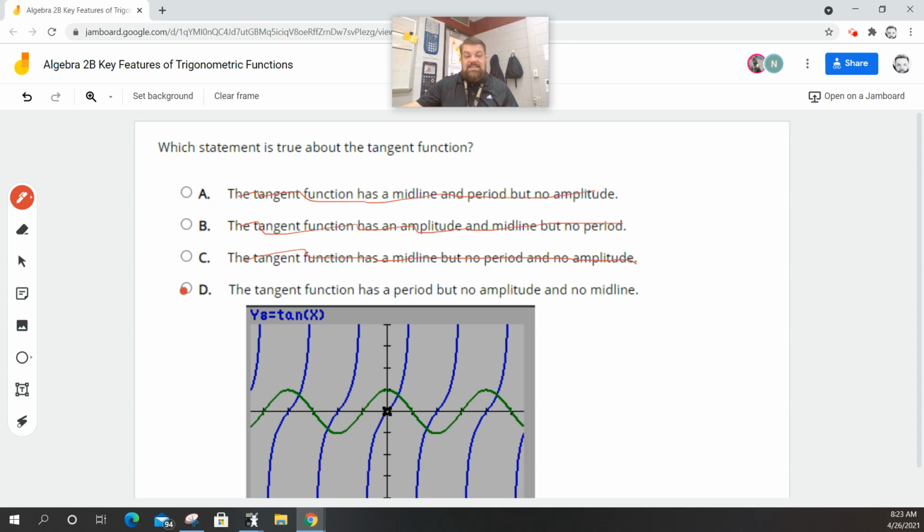So really, it's D. We're going to say D because it does have a period, because both sine and cosine have periods. So it does have a period, but it doesn't have an amplitude and it doesn't have a midline. So D is the correct answer.